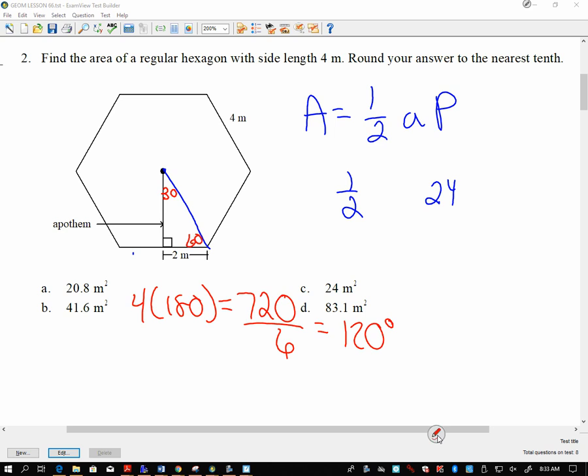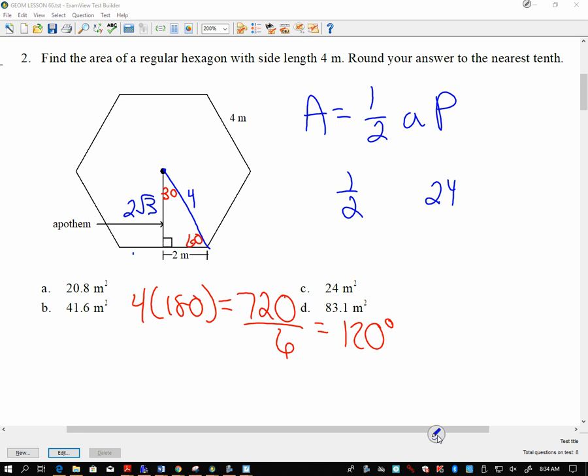Now, if I know this is a 2 down here, what do I know about the hypotenuse? What is it? 4, because it's a 30, 60, 90. If the 30 is 2, then we double it to get the hypotenuse. What is the apothem? No, not 3 radical 3. 2 radical 3. The ratio, Charlie, is 1 to 2 to radical 3. I know your name's Chandler.